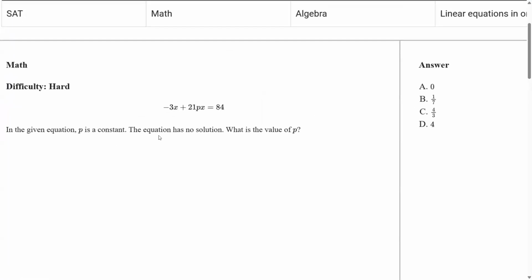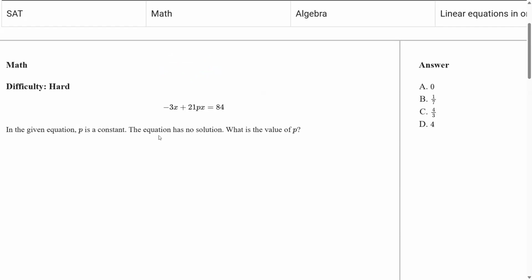The equation has no solution. What's the value of b? We said that when the equation has no solution, the values of x should be the same. If they are on the same side, they should have opposite signs to cancel. If we here have minus 3x, we should here have plus 3x for them to cancel out, and we don't have the value of x.